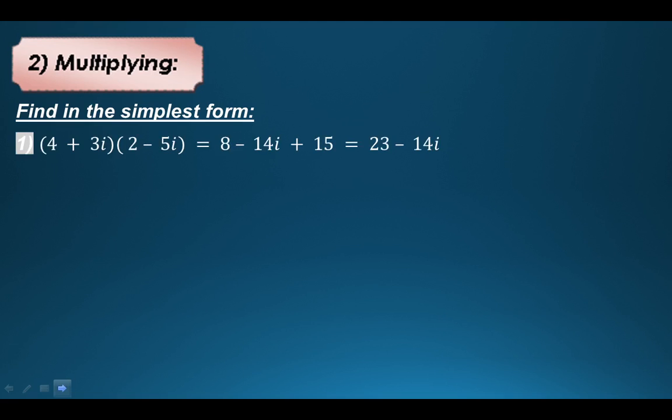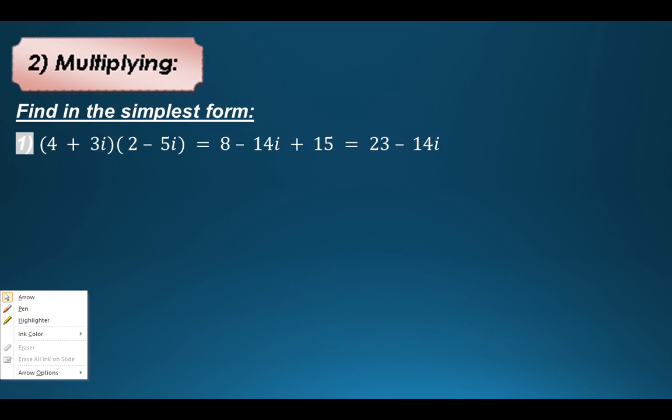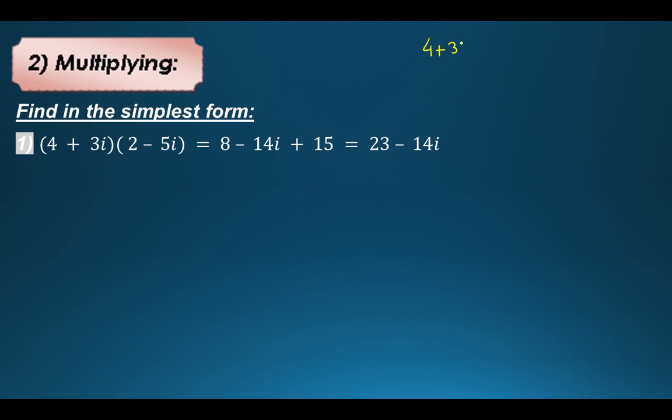4 plus 3i multiplied by 2 minus 5i. Let's solve this together first. Here you have 4 plus 3i multiplied by 2 minus 5i.